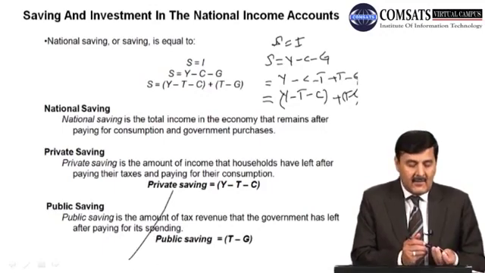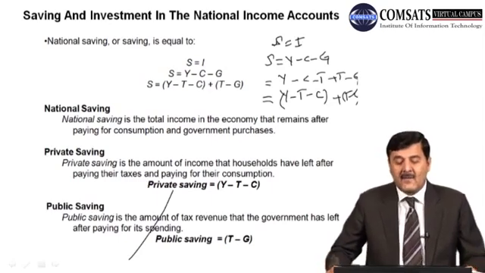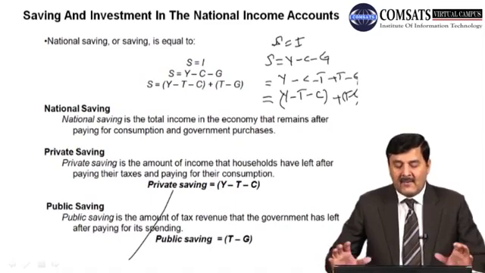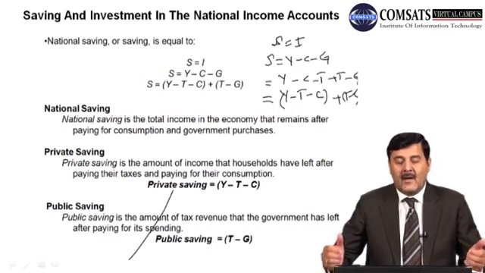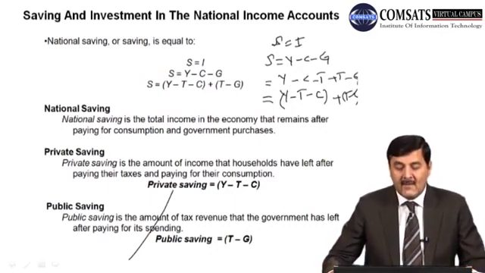So this equation has two parts. One part is Y minus T minus C, and the other is T minus G. National saving, that is S, is basically the total income in the economy that remains after paying for consumption and government purchases. So this equation has two parts. If you notice, the first part is known as the private saving. The second part, T minus G, is the public saving.